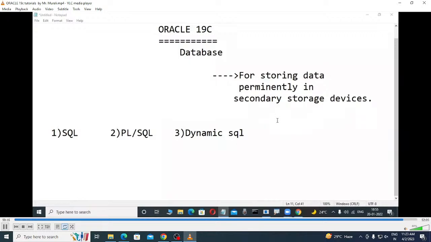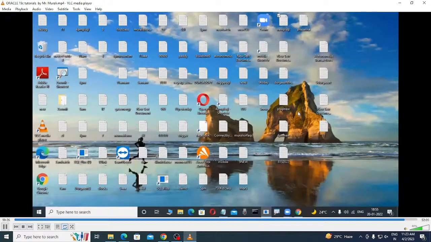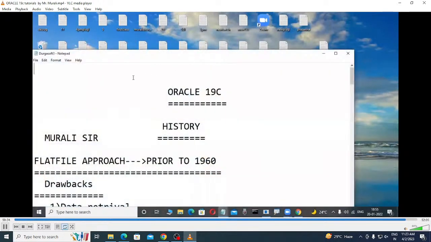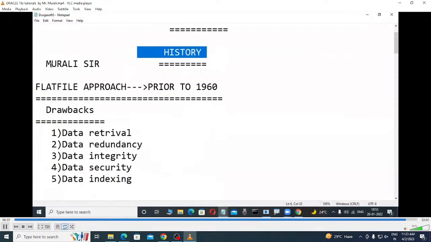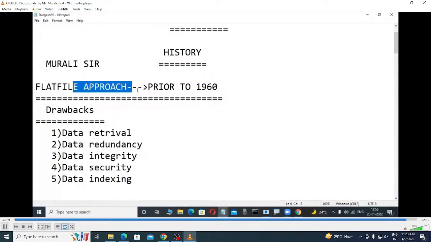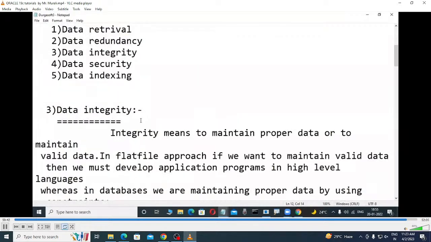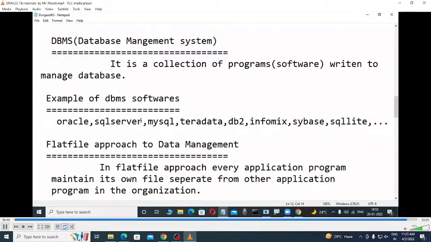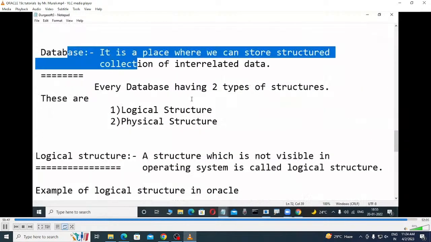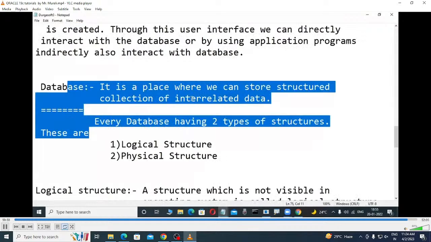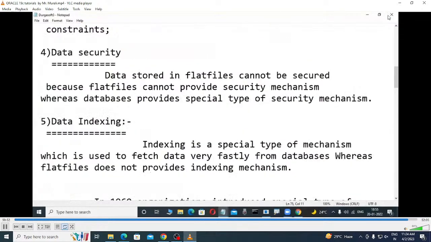In this course, we are covering SQL, PL/SQL, and dynamic SQL. One of these days, we will also tell the history. Not Murali Sir's history, but the history of databases. In the olden days, the flat file approach was there. What were the drawbacks, we will learn in the middle of the course. Then what is a database? What are DBMS and RDBMS, and what are the differences? These are all the things we will learn one of these days.